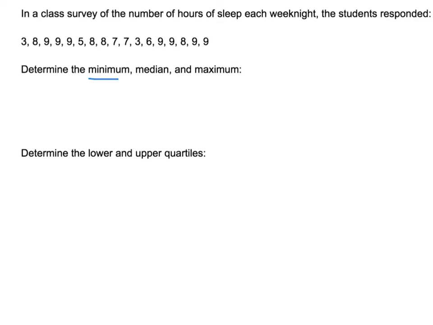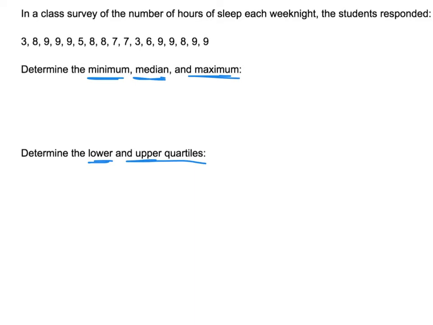We want to focus on the minimum, which is the smallest number, the median, the middle number, the maximum, the largest number, the lower quartile, which is in the middle between the minimum and the median, and the upper quartile, which is in the middle between the median and the maximum. So you want to make sure that you write on the side, maybe in this margin over on the right-hand side, make sure that you write down the meanings of each of those terms.